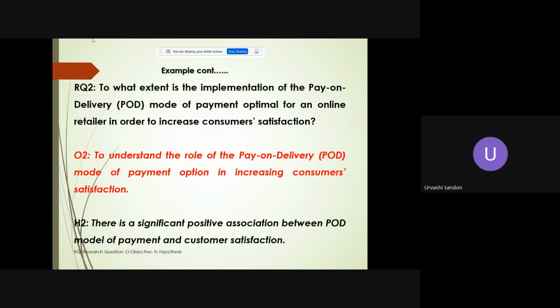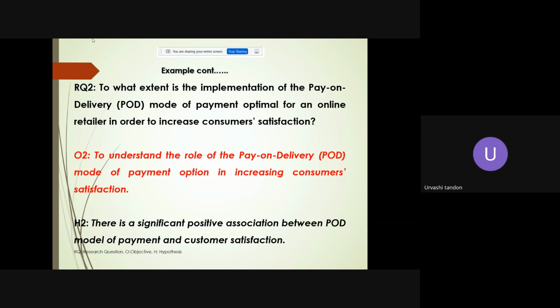Now again, the second research question on the basis of this problem is: to what extent is the pay on delivery mode of payment optimal for an online retailer? When I was doing my research around 2012, even Amazon had not entered the Indian market. When I was talking to people, I found that it is the cash on delivery mode of payment which increases sales, because in 2012 many people were not used to debit cards and credit cards, and Paytm and all were not there.